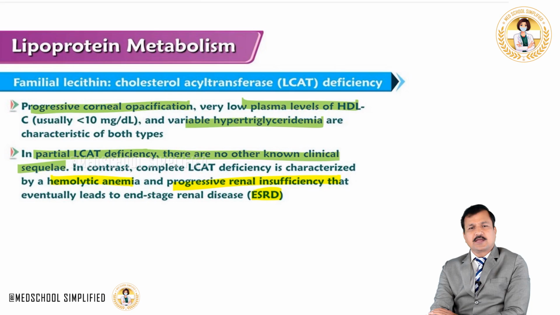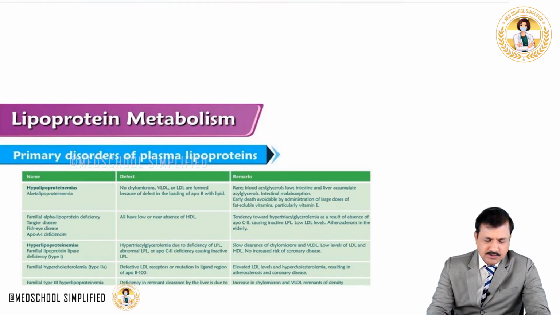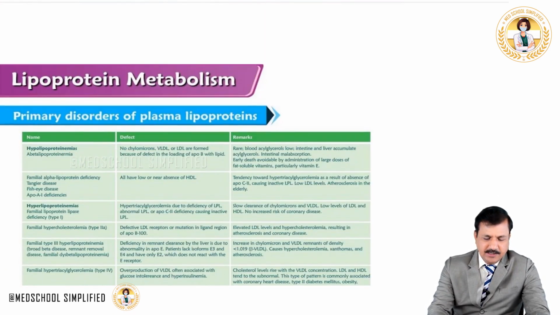Basically, absence of LCAT leads to classic LCAT deficiency, right? So complete LCAT deficiency, or absence of LCAT, is a much more severe condition than partial LCAT deficiency, which is referred to as fish eye disease. Okay, so these are the two disorders that are associated with HDL metabolism.